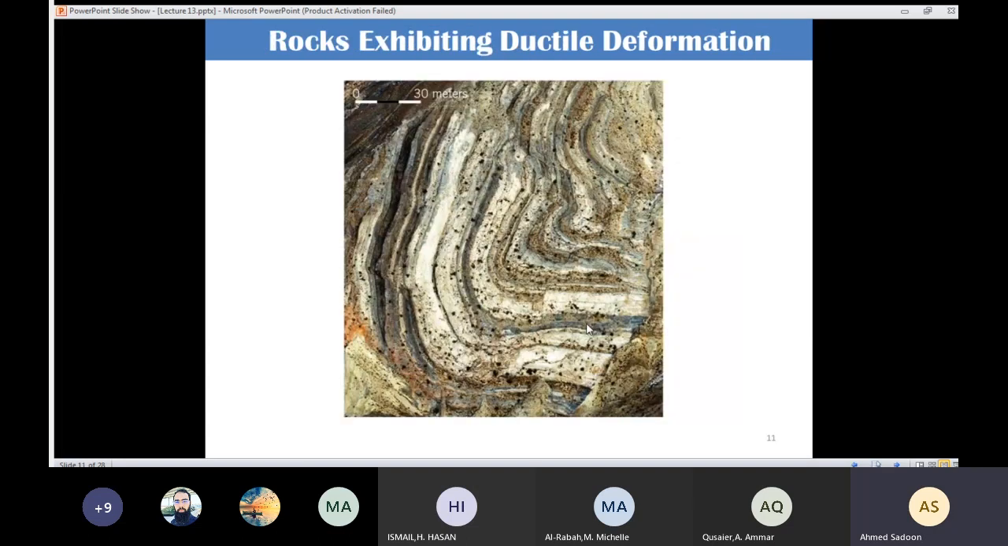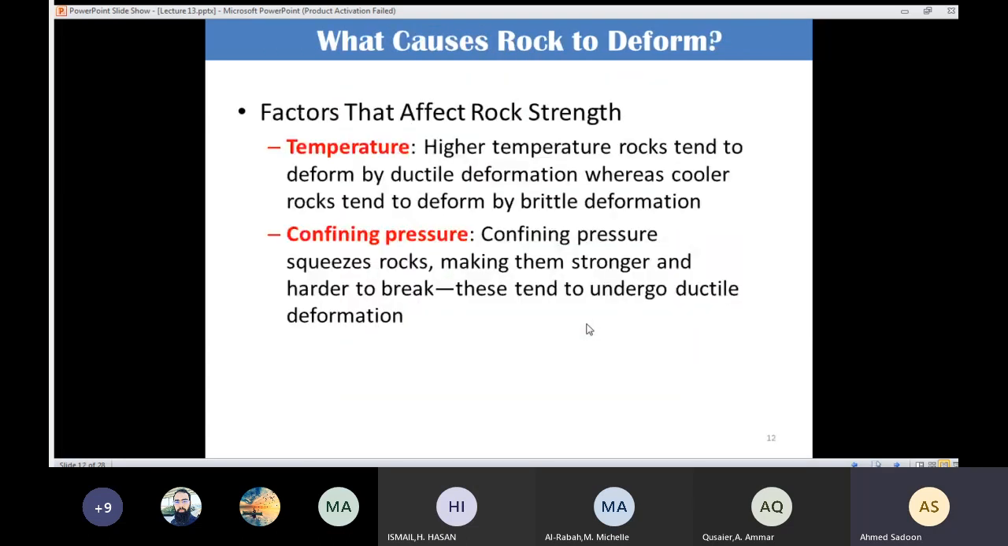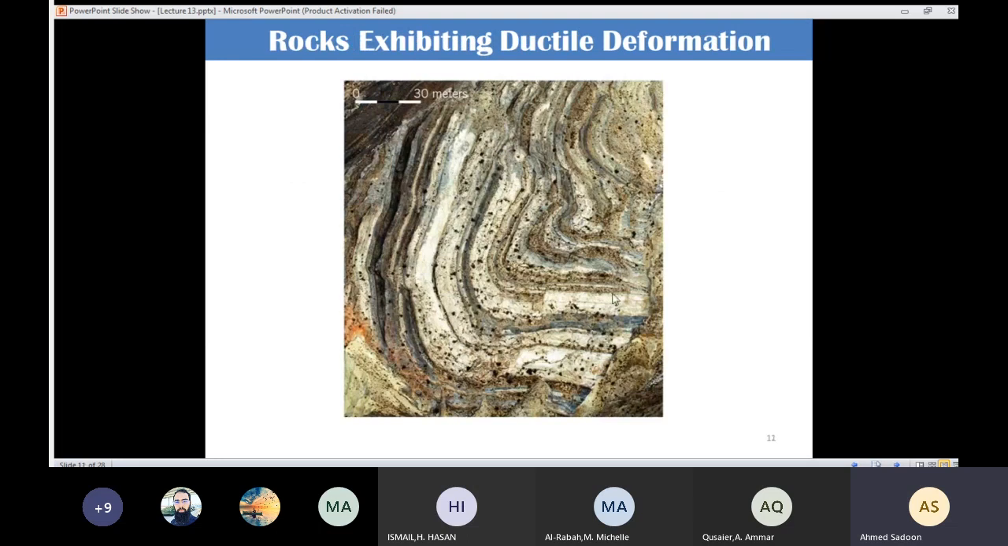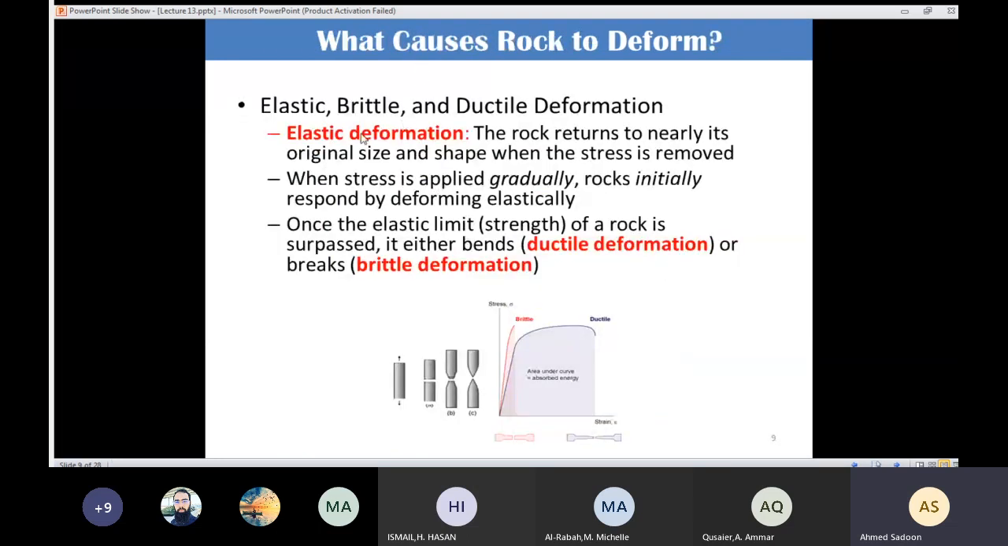So before I move to the last point today, do you have any questions about the difference between elastic behavior, brittle behavior, and ductile behavior? Does it make sense for all of you?